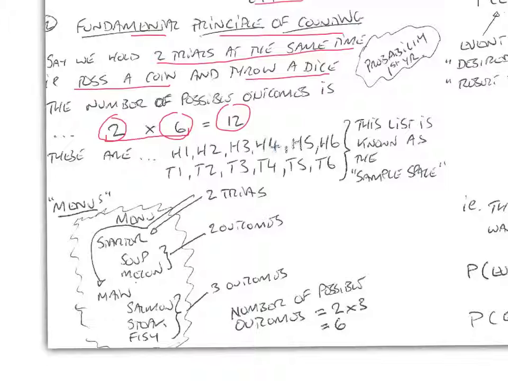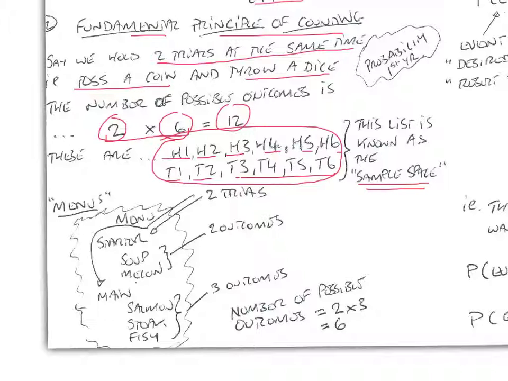And if we were to list the possible outcomes, we could toss the coin and throw the dice and get a heads and the number 1, or a heads number 2, 3, 4, 5, 6, or we could get a tails and a 1, a tails and a 2. These are all the possible outcomes from tossing the coin and throwing the dice. And this list is known as the sample space, okay?